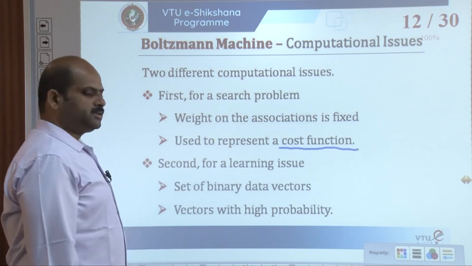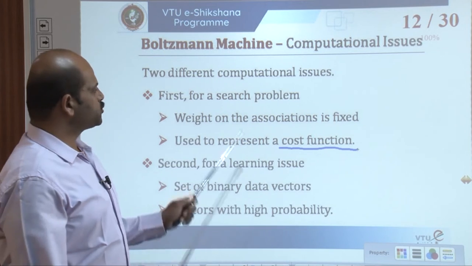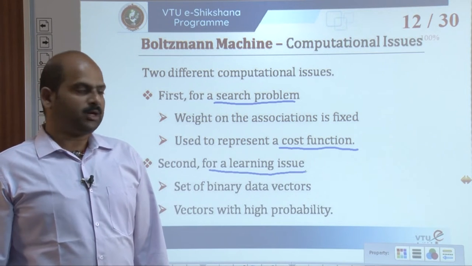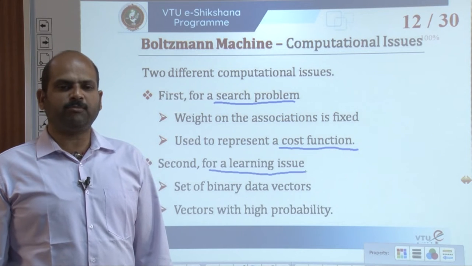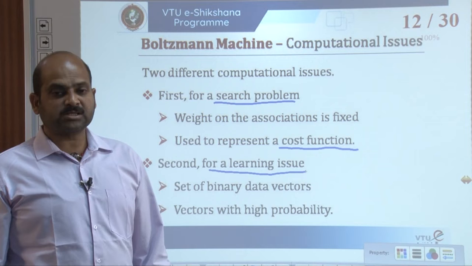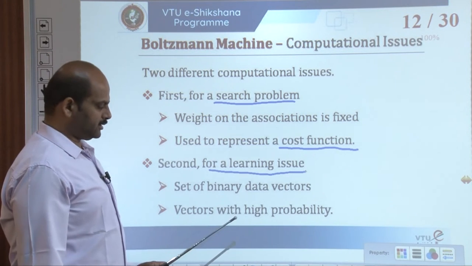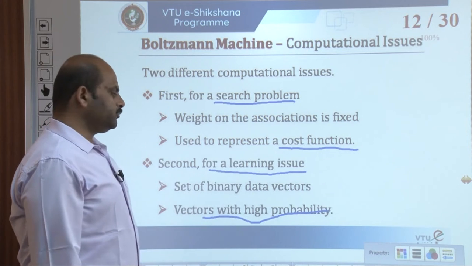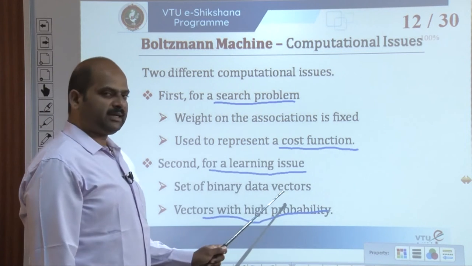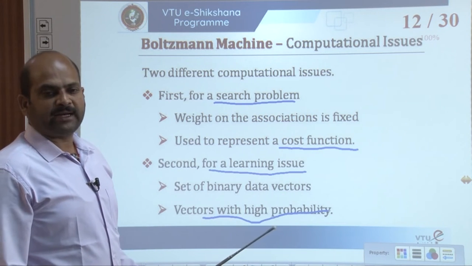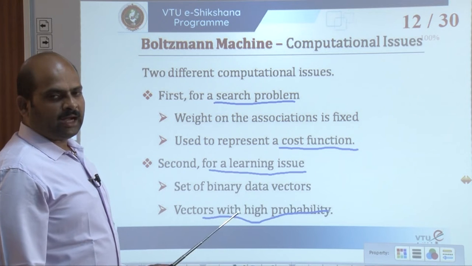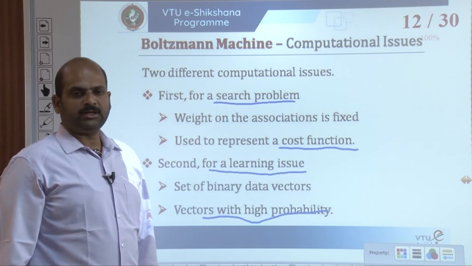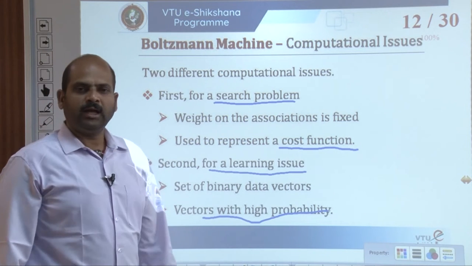Coming to the second, a learning issue. The first one is a search problem, the second is a learning issue. The Boltzmann machine is given a set of binary data vectors, and it must figure out how to generate these vectors with high probability. Understand, guys? That is the main important factor for a learning issue.